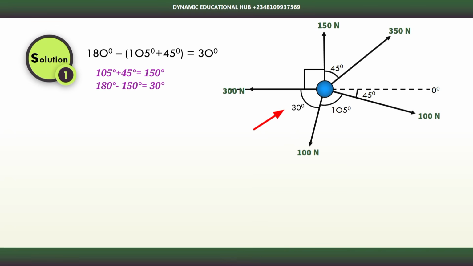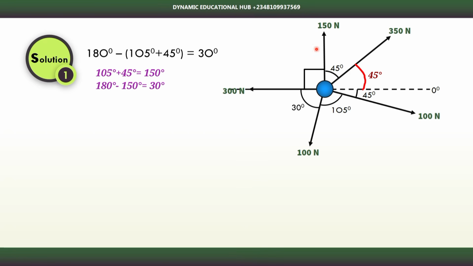The same way, we need to find the angle of inclination between this 350 Newton force and this horizontal plane. Mind you, the angle between this 150 Newton force and this horizontal plane is a right angle, 90 degrees. So we can subtract this 45 from it, so we get 45 here.